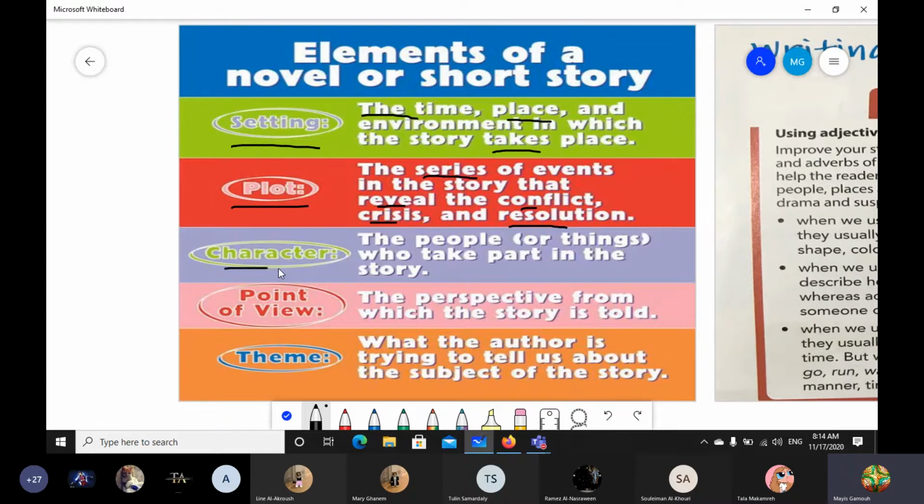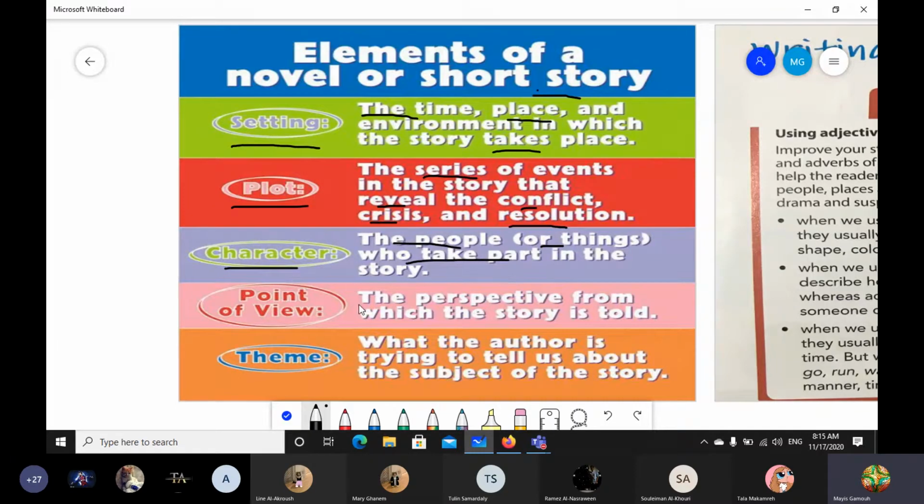Number three is the character. Without characters, there will be no story. Without the people or the things who act in the story, there will be no story. So the character means the people or things who take part in the story.